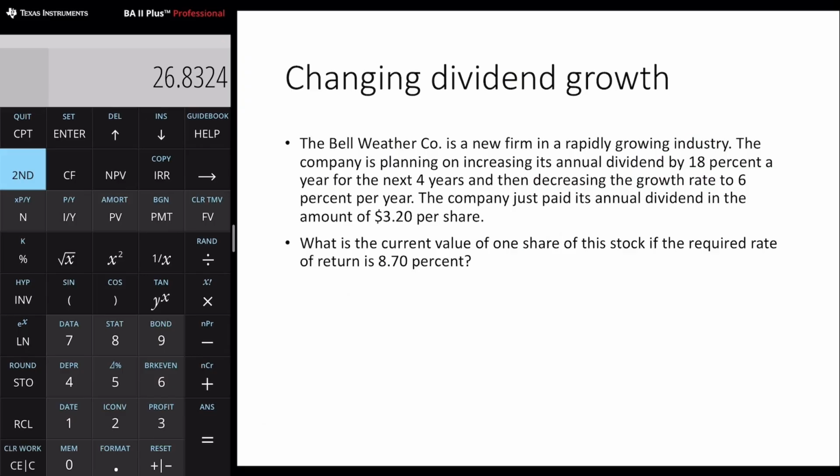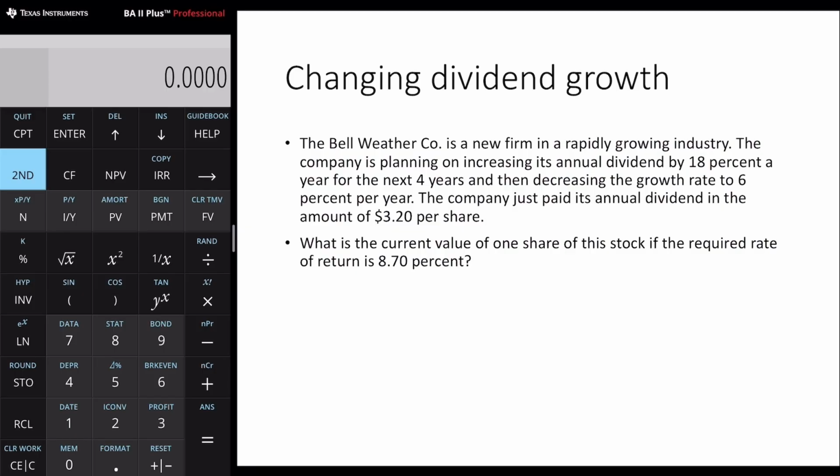Okay, so here's another one. This is more complicated as well. It's changing dividend growth. And this is about as realistic as we're going to get. So the example says the Bellwether Company is a new firm in a rapidly growing industry. The company is planning on increasing its annual dividend by 18% a year for the next 4 years, and then decreasing the growth rate to 6% per year. The company just paid its annual dividend in the amount of $3.20 per share. What is the current value of one share of this stock if the required rate of return is 8.7%?